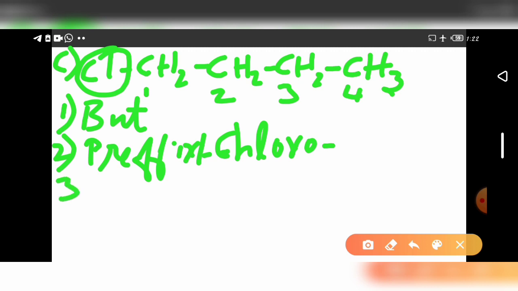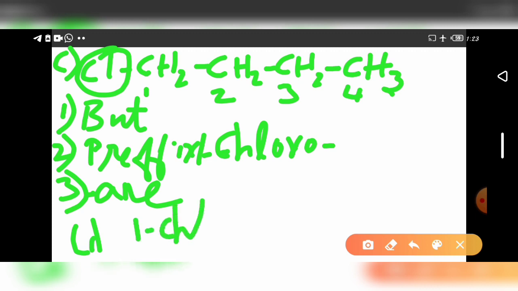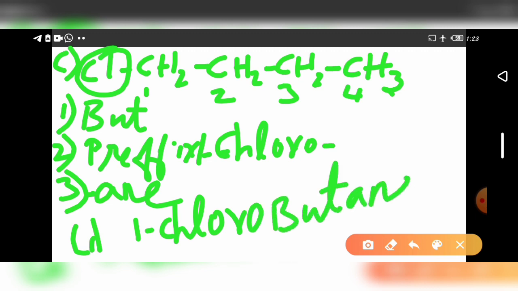Okay, next, third step. Whether it is in a single bond or double bonds decides what it ends with. It is a single bond, so ANE. So now you have to write the formula: 1 chloro butane. That's all. All are in a single bond. So 1 chlorobutane. No secondary suffix here.